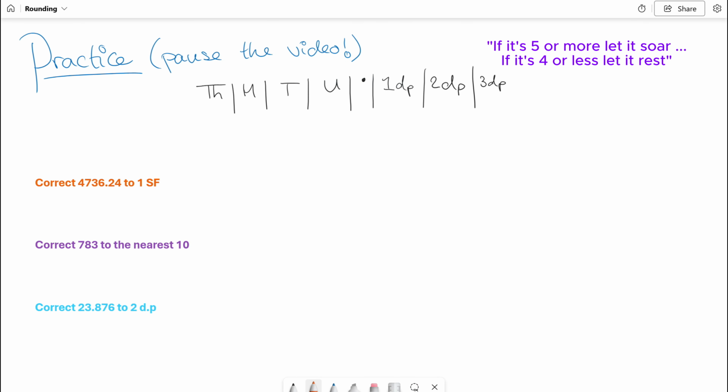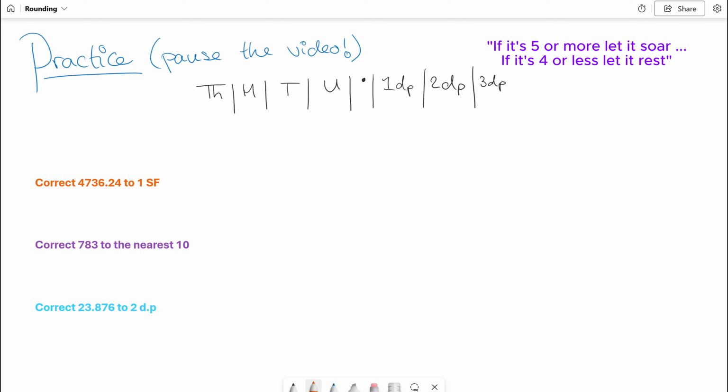Here's some examples for you to try. Feel free to pause the video and have a go at them. I've left the 100s, 10s, units columns there so that you can write down each number in the correct places. I've also left the little saying we've got, is it 5 or more, let it soar, is it 4 or less, let it rest, in the corner as well. So you've got all the tools you need to have a go. Pause the video.